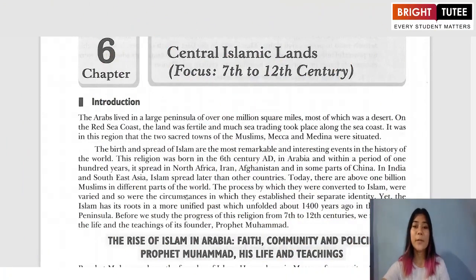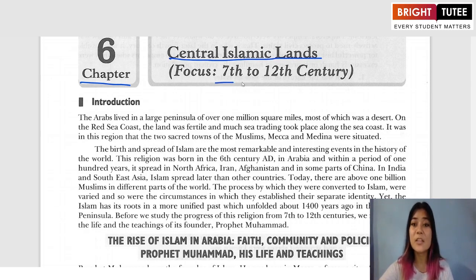Hello guys, welcome back to the history class. Now in this chapter we are going to look at chapter 6 from your book. The title of this chapter is Central Islamic Lands, and the period of this particular study is from the 7th to the 12th century. So basically from 600 to 1100 AD.